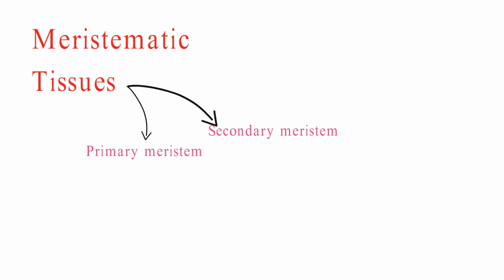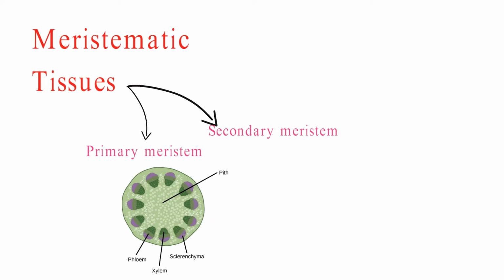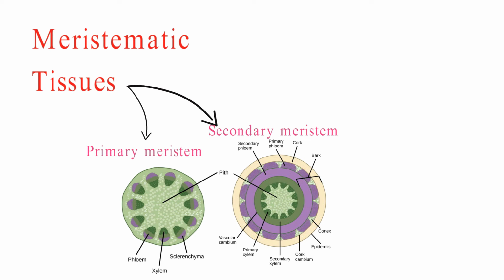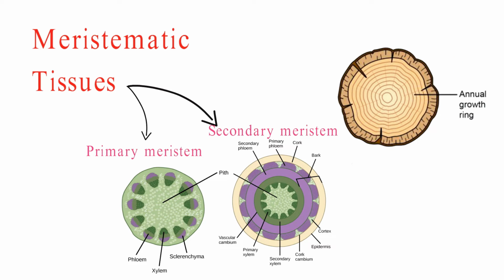Primary meristems lay the foundation for primary tissues, while secondary meristems step in to create secondary growth. Did you know that the rings in tree trunks are a result of secondary growth by the vascular cambium? Counting these rings can reveal the age of a tree.